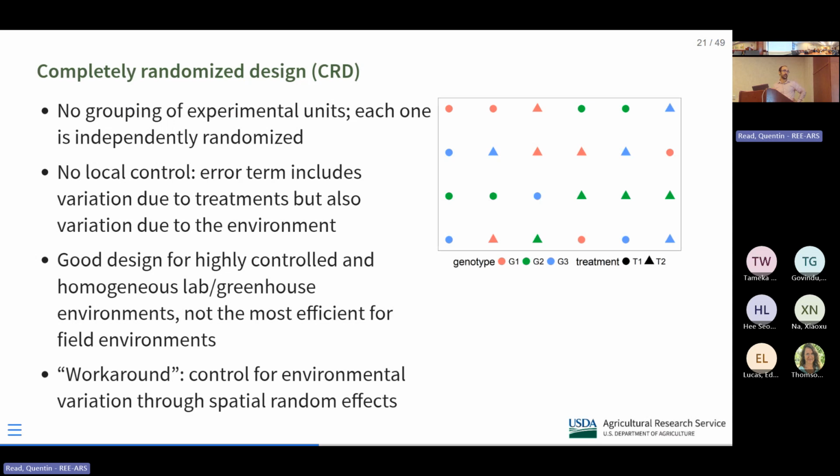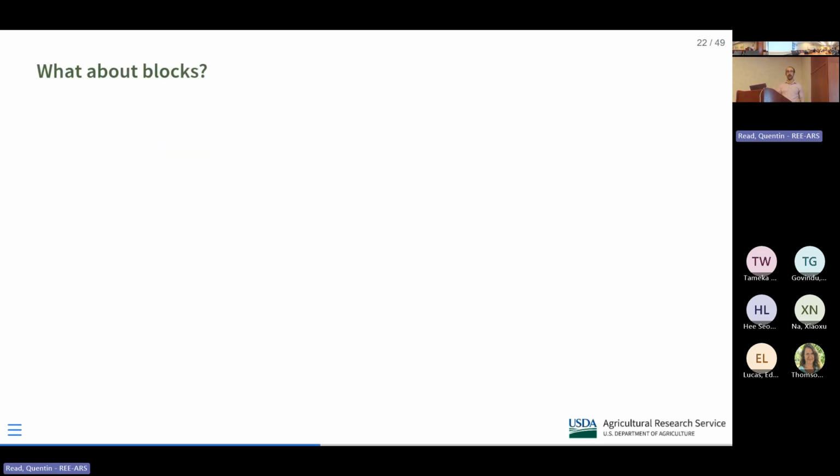And the way now you still can account for the environmental variation even with a completely randomized design, because there are statistical models that you can use to account for it. But again, it's better to have good design than to try to bail yourself out later with statistics, I think. So blocks are what people use for local control instead of using a completely randomized design.